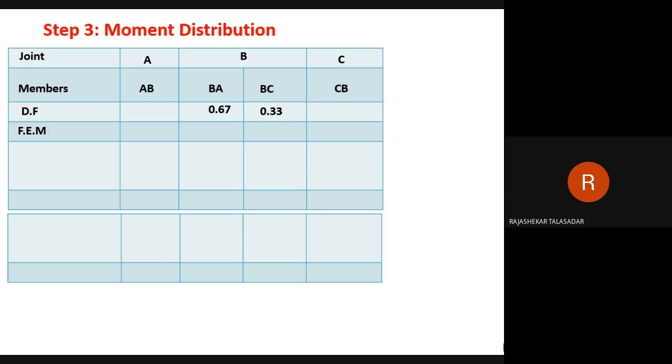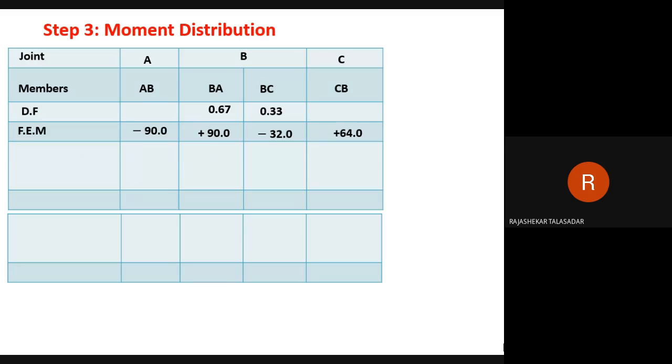Now enter the fixed end moments for all the 4 ends. What is MFAB? Minus 90. MFBA will be plus 90. MFBC will be minus 32. MFCB will be plus 64. This much you have done. First you enter the joints and corresponding members. Next enter the distribution factors. Next fixed end moments. Okay.